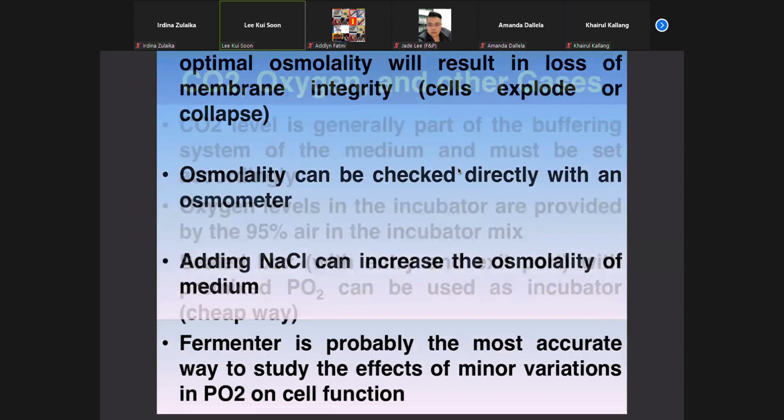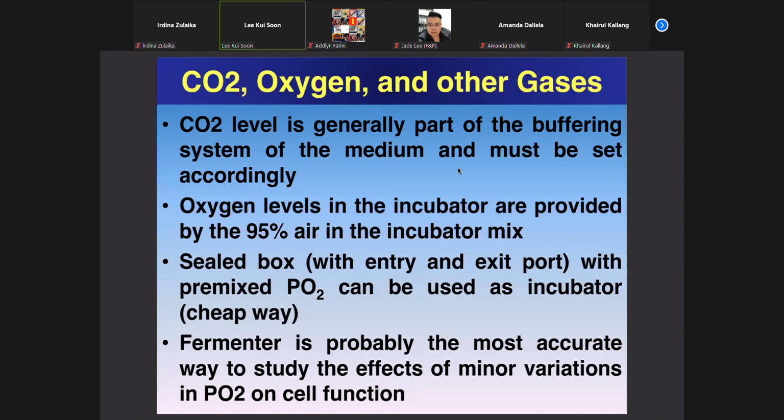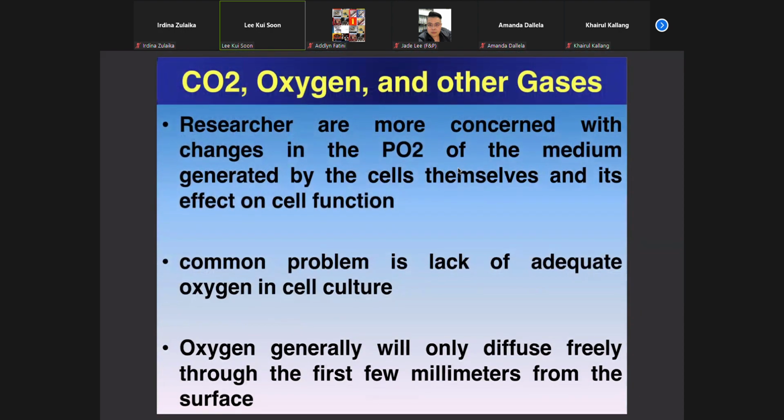Okay. And the oxygen level is generally part of the buffering system of the media and must be set accordingly. The oxygen level in the incubator is provided by about 50% of the air in the incubator mix. A sealed box with an entry and an exit point, with a premix of the desired oxygen concentration, can also be used in the incubator, which is the cheaper way. And of course, a fermenter is probably the most accurate way to study the effect of minor variations in oxygen concentration on cell function. But too much oxygen is also not good, because it may be toxic to the cell as well.